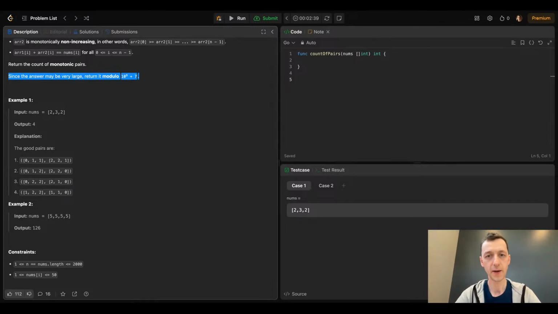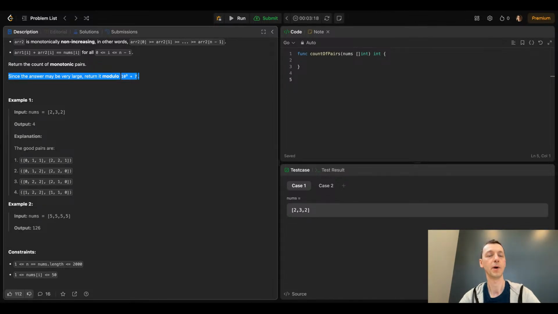And then return the remainder when the number is divided by that number, 10 to the power of 9. So is it a billion? Yeah, it's a billion plus 7. This process is called taking the modulo of a number. Here is why we might do this. Very large numbers: when dealing with extremely large numbers, computers can struggle to store and manipulate them accurately. Taking the modulo can help to reduce the size of the number while representing its essential properties.